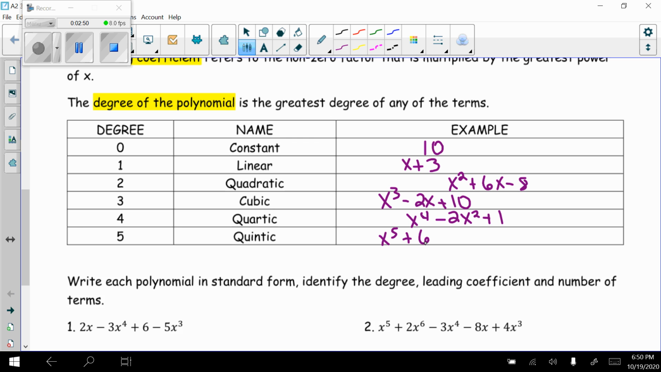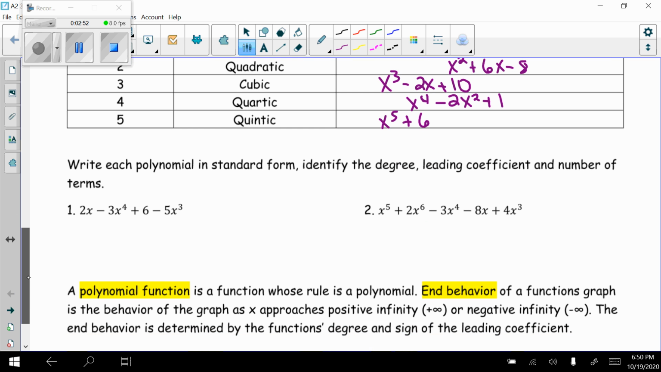Okay. So we're going to start out nice and easy. Write each polynomial in standard form. Identify the degree, the leading coefficient, and the number of terms. Okay? So number 1, 2x minus 3x to the fourth plus 6 minus 5x cubed. So my highest exponent is the 4. So standard form says negative 3x to the fourth. My next exponent down is the x cubed, so minus 5x cubed. Plus 2x plus 6. So that's standard form.